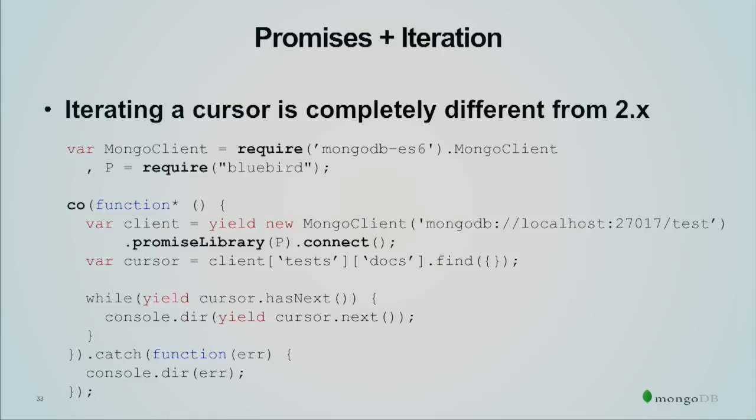To iterate on a cursor, you can now do while, and then you yield to the promise coming back from cursor hasNext. While that is true, you basically print out the next document by yielding to the next function. The reason we're doing it like that is because, unfortunately or fortunately, I'm not 100% sure, there are situations where you are querying MongoDB and your query is going to be split into two different batches, and you execute, you get the first batch back, it gives your cursor ID.